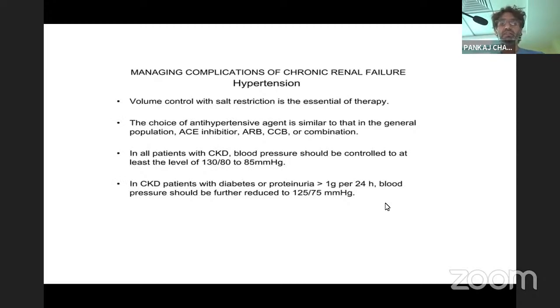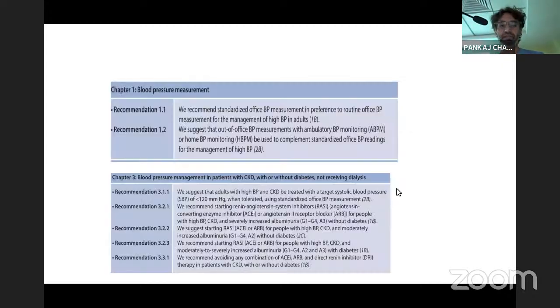The choice of antihypertensive is similar to the general population, in which we start with ACE inhibitors. In all patients, we should aim at a blood pressure of less than 135/80 millimeter of mercury. In patients with diabetes or proteinuria of more than 1 gram per 24 hours, BP should be further reduced to 125/75. This is the recommendation for BP maintenance.